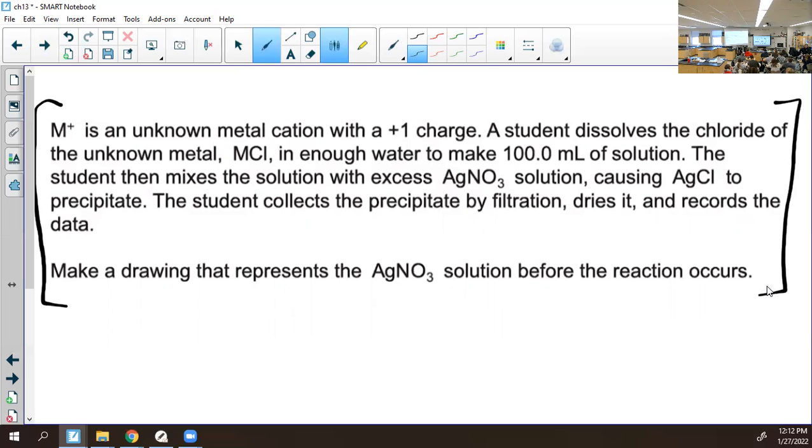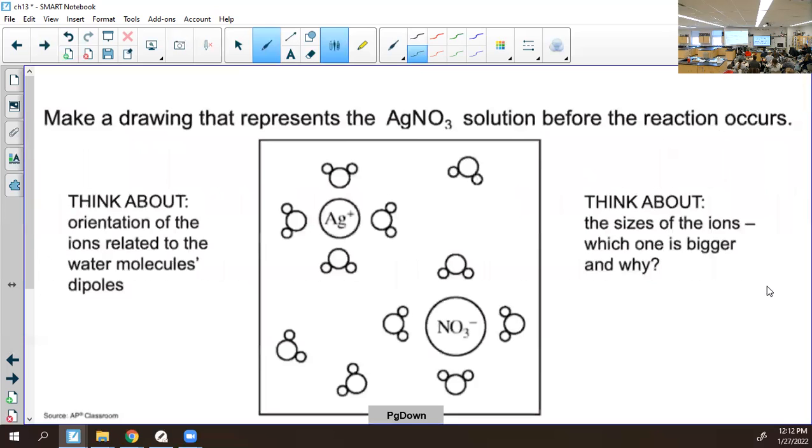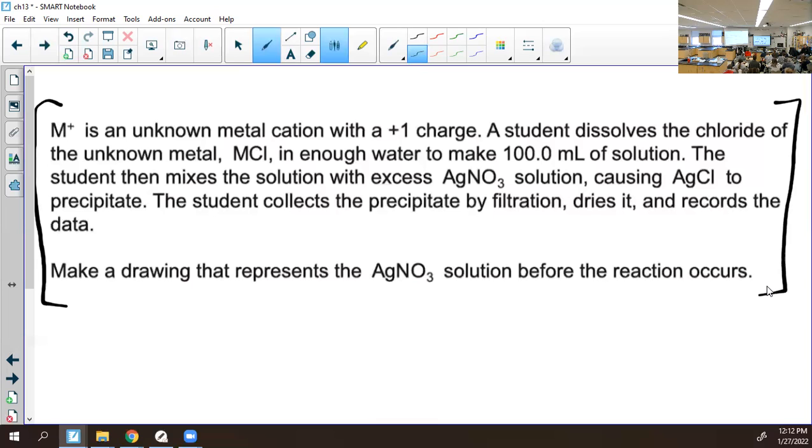Wait, so would we just draw it? Just draw it. Draw what you think. Or just sit there till we draw it together. Let's see, is it on the next slide? Oh, it is. Good. I don't even have to draw it.